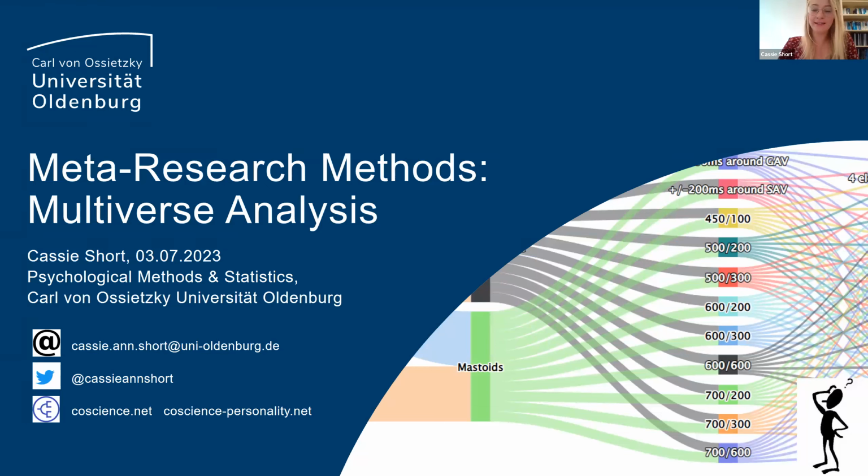I'm a postdoc at the Lab for Psychological Methods and Statistics at the University of Oldenburg in Germany. Over the last 3 to 4 years, I've really become engaged in the multiverse analysis literature. The paper I'd like to talk about today is a methods paper from a multi-lab collaborative multiverse analysis project that I was part of. So we'll get started.